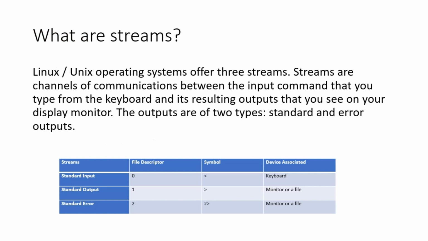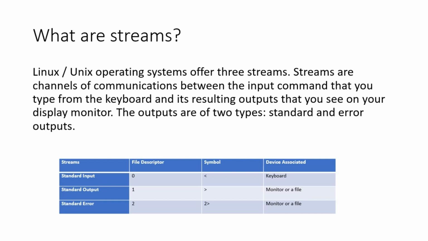What are streams? Linux and Unix operating systems offer three kinds of streams. Streams are channels of communication between the input command that you type from the keyboard and its resulting outputs that you see on your display monitor. The outputs are of two types, standard and error outputs.